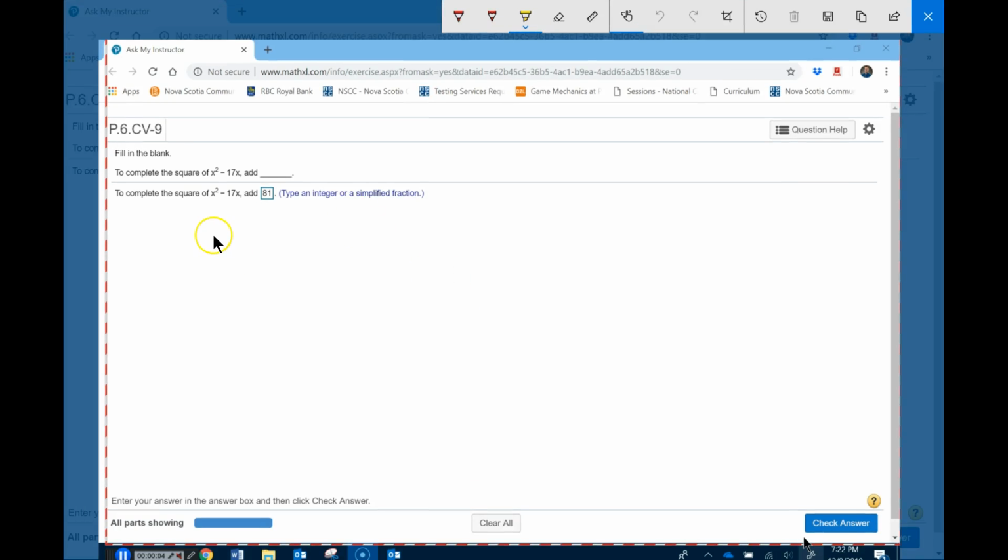So here we're going to complete the square, which means we take this middle term, which is negative 17. I'm just going to write that out. So we have negative 17. Now that's always our middle term. It's always the coefficient in front of the x, okay? We take half of that.